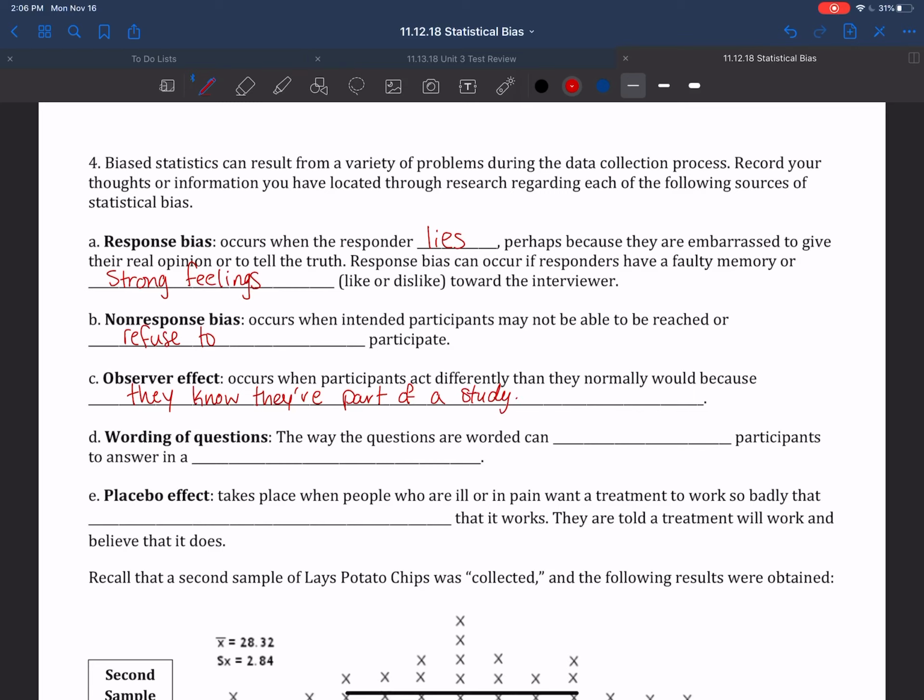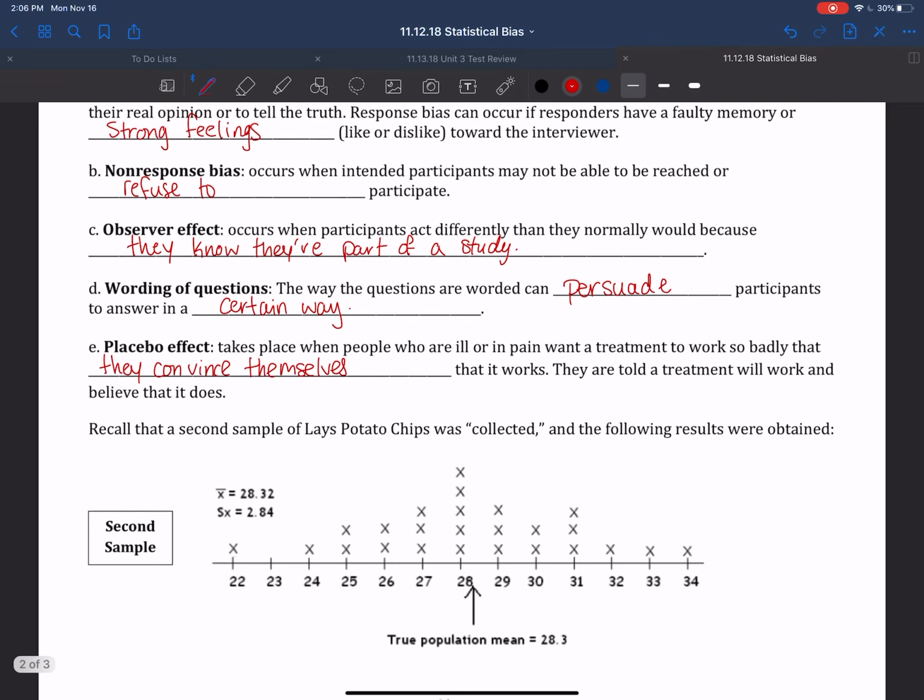Wording of questions. The way the questions are worded can persuade participants to answer in a certain way. And then the placebo effect takes place when people who are ill or in pain want a treatment to work so badly that they convince themselves that it works. They're told a treatment will work and believe that it does.